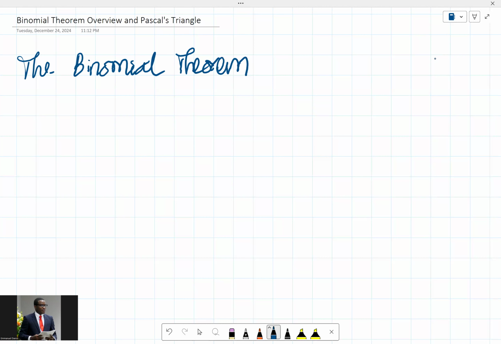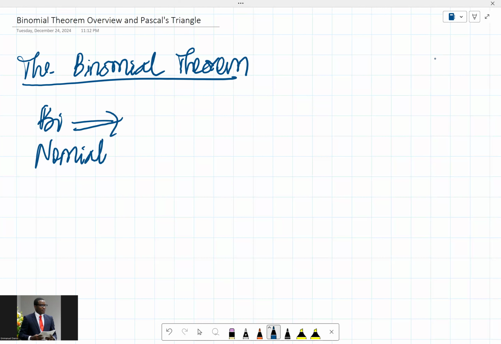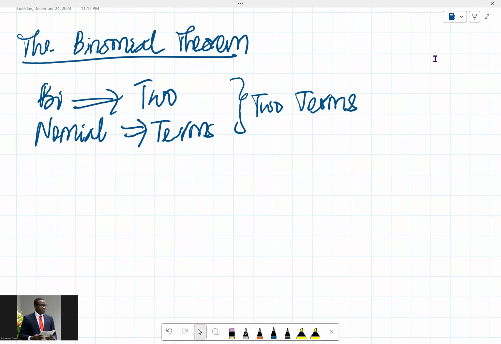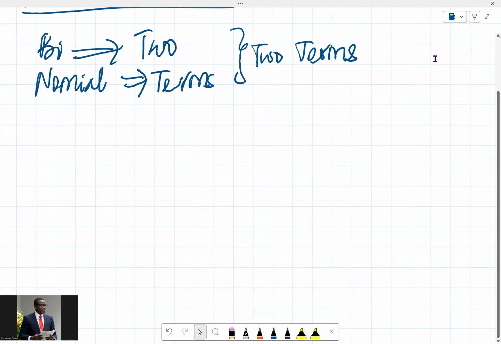Just like how I like to explain it, the word binomial: you see, you have bi and you have nomial. Simply, bi means two, and nomial means terms or names or anything like that. So it means that we're talking about a theorem that involves two terms, okay? Two terms are involved, basically. So let's talk about what that is about.